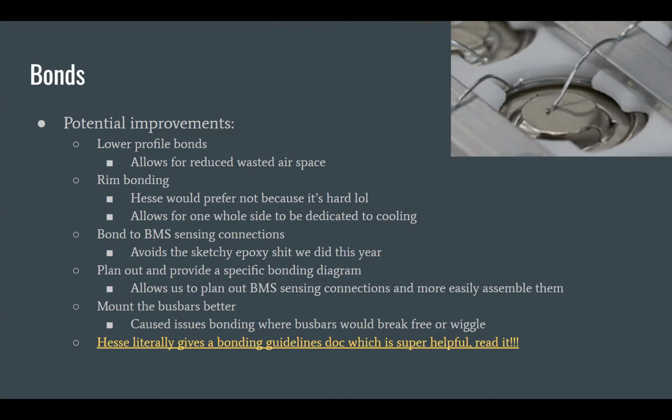Oh, I clipped a bunch of stuff out of this. This pack looks way better than ours. But I clipped out the good looking parts. Yeah, like right there, that could be us.